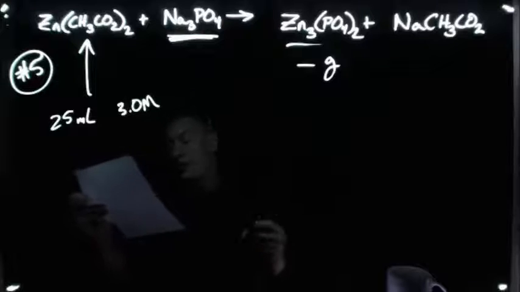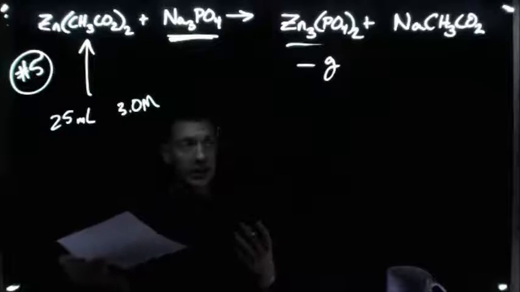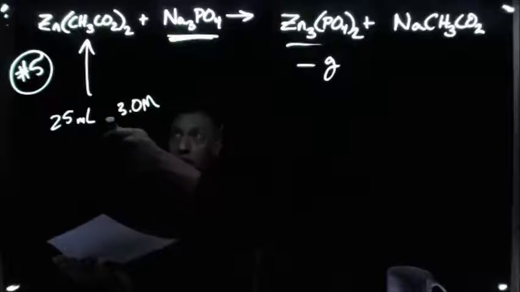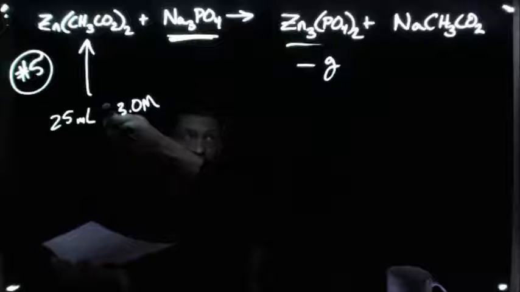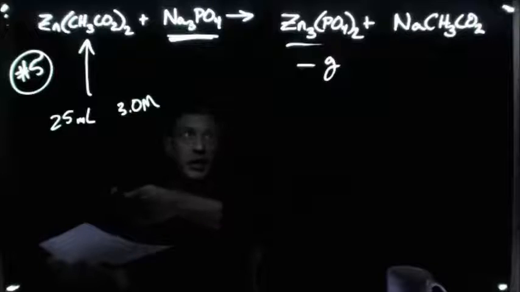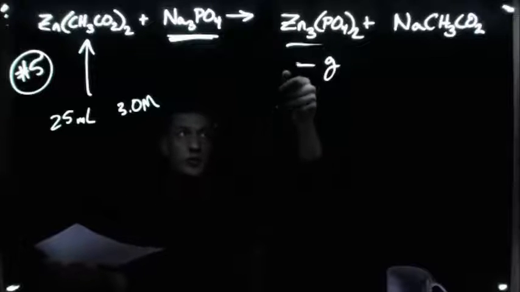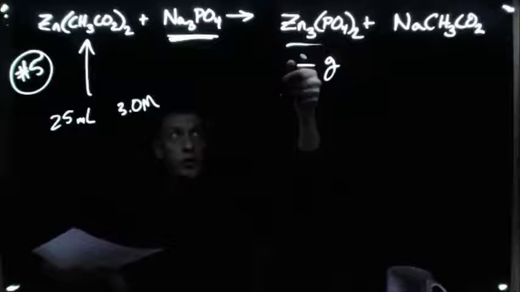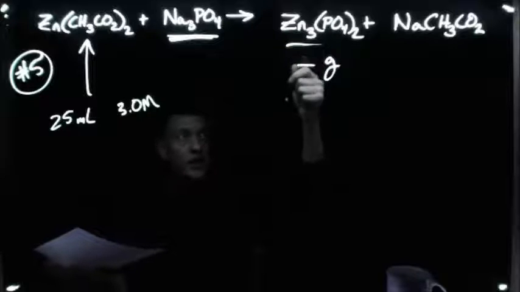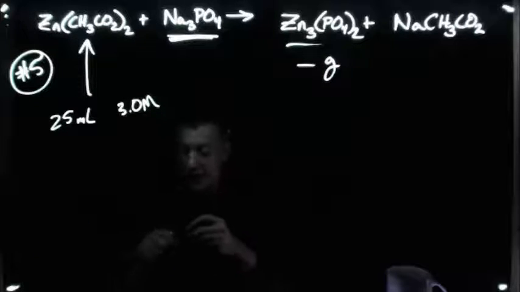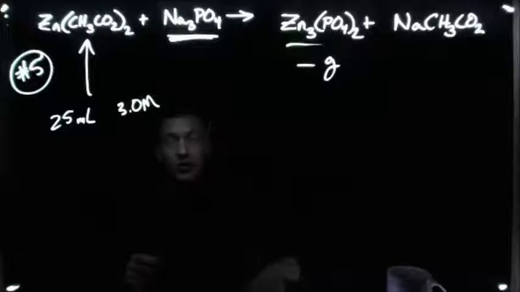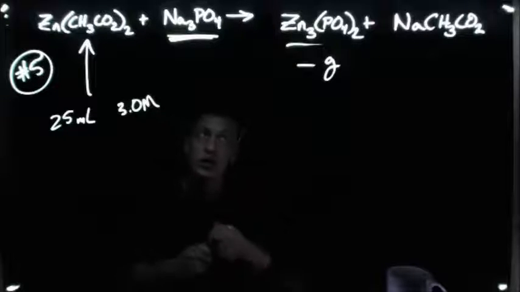excess sodium phosphate? So like any stoichiometry problem, from this information I need to find moles of zinc acetate. Moles of zinc acetate is going to have some sort of numerical relationship with moles of zinc phosphate, and then I can convert moles of zinc phosphate to grams of zinc phosphate. So the first thing I need to do is balance this equation.